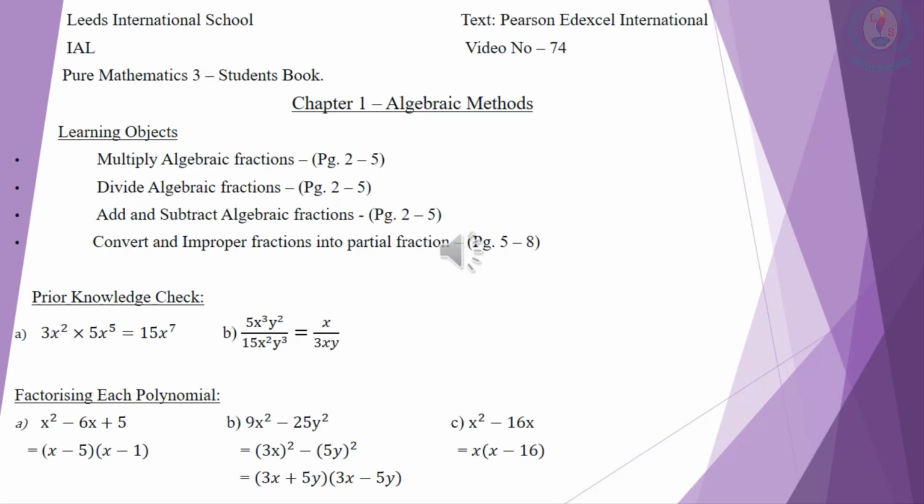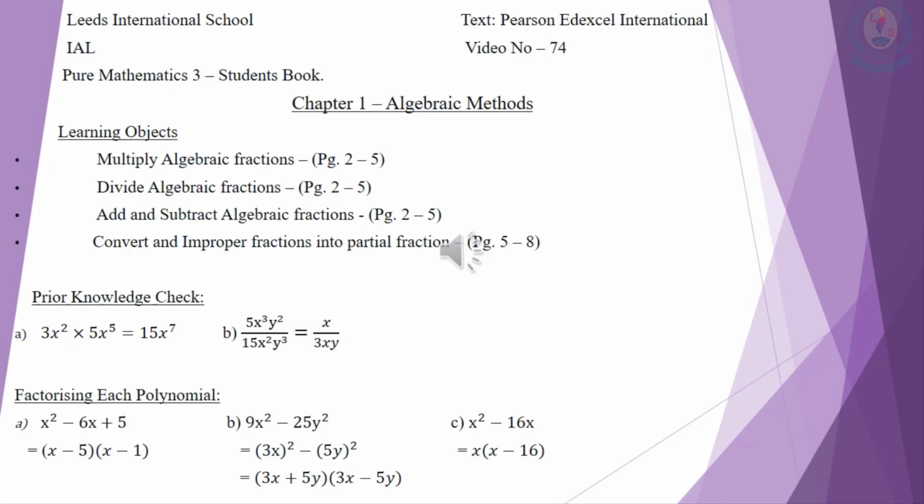Number 1, multiply algebraic fractions, page 2 to 5. Number 2, divide algebraic fractions, page 2 to 5. Number 3, add and subtract algebraic fractions, page 2 to 5. Number 4, convert improper fractions into partial fractions, page 5 to 8.